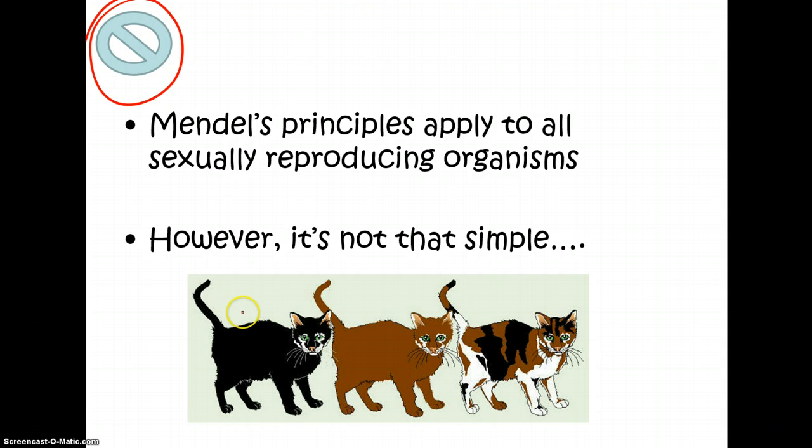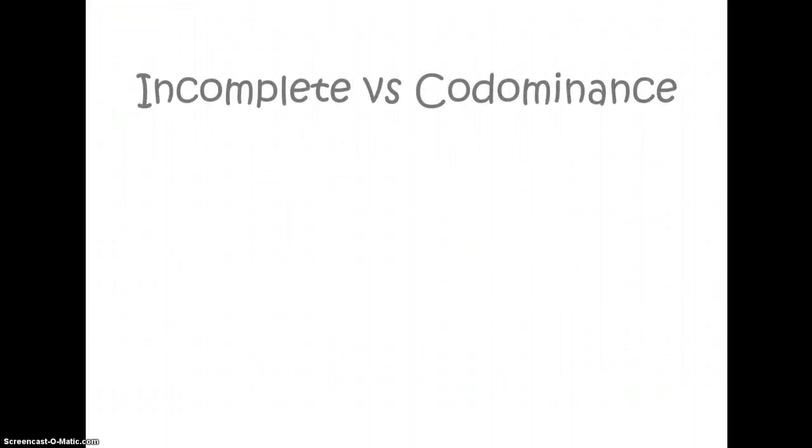So we've got a picture here of this black cat and this brown cat. If we're following Mendel's principle of dominance, one of these is going to be dominant and one of these is going to be recessive, which means their offspring should either be all brown, like this kitty, or all black. But what happened here? We get this calico cat that's got both brown and black. So let's talk about that.